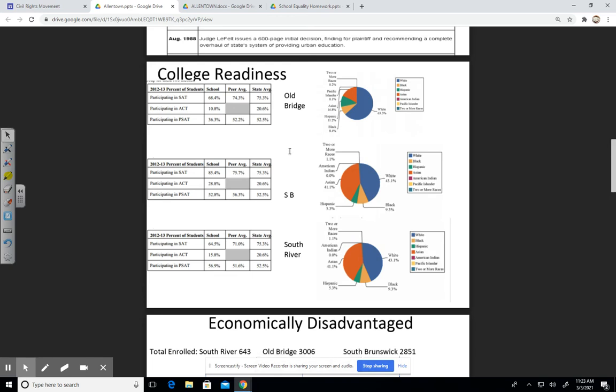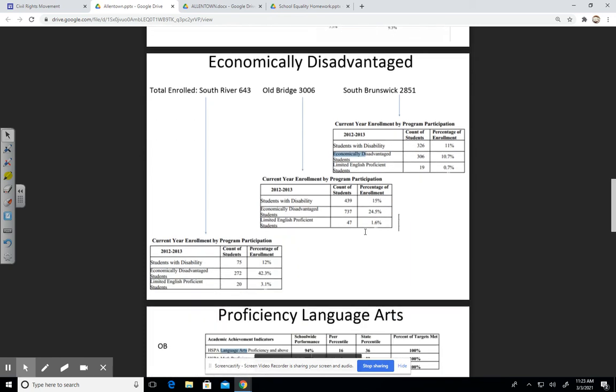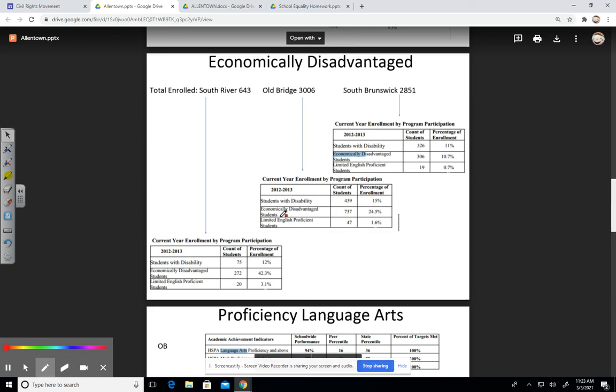These are statistics that are looking at different schools. Here we're comparing Old Bridge to South Brunswick and South River. You can see some of their test scores and the racial and ethnic makeup. Economically disadvantaged looks at how many students are economically disadvantaged. In South Brunswick, economically disadvantaged students are 10% of enrollment, whereas in Old Bridge it is 24%, and in South River it is 42%. So we have more economically disadvantaged students here as opposed to this particular school.